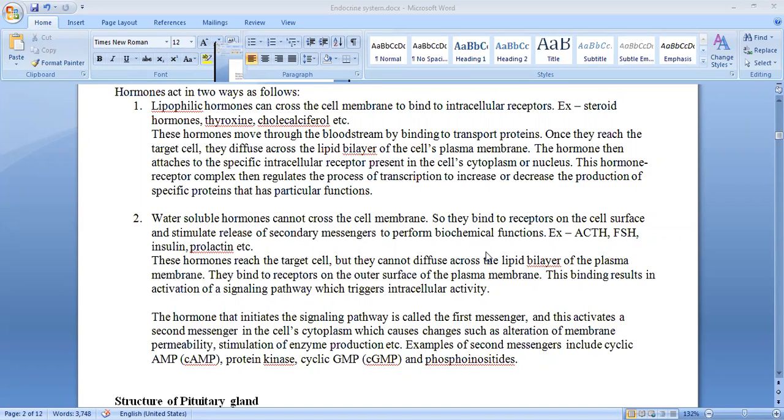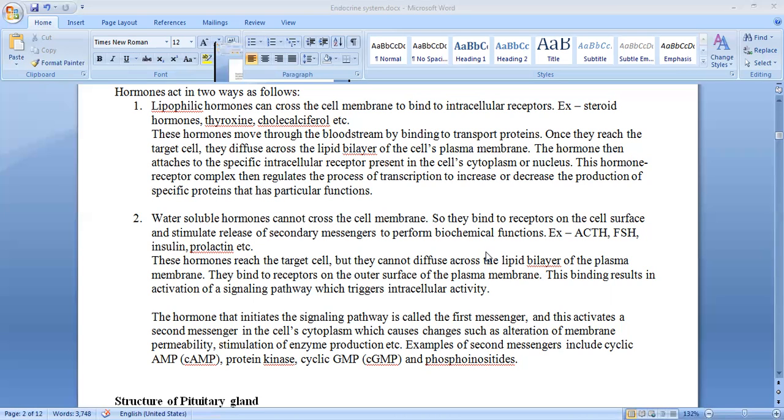When this hormone binds to the cell surface receptor, it will make some kind of change inside the cell. Inside the cell, there will be release of certain compounds which carry the message brought by the hormone. Those compounds released inside the cell are called secondary messengers. Because of the release of the secondary messengers, certain functions happen inside the cell. Hormones like ACTH, FSH, insulin, and prolactin are examples of water soluble hormones.